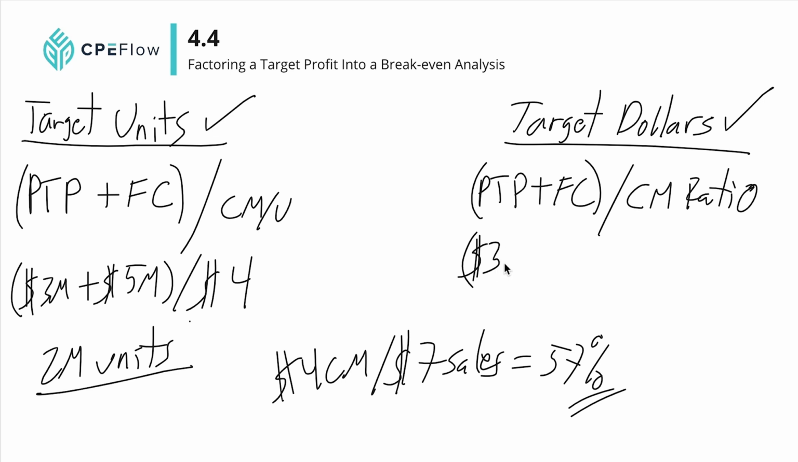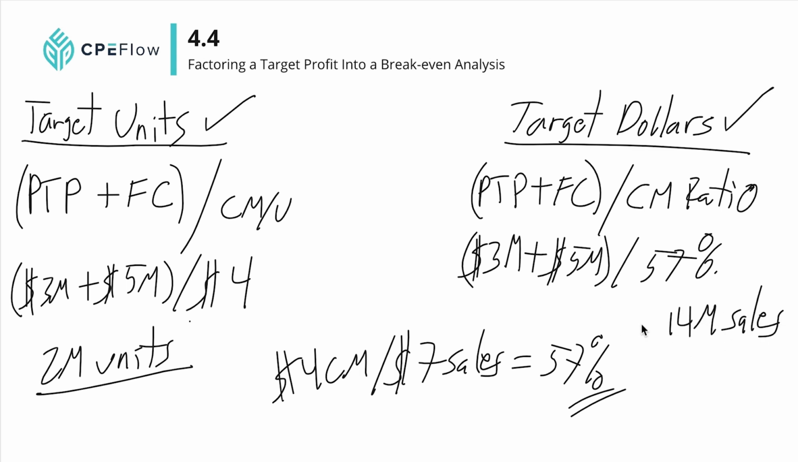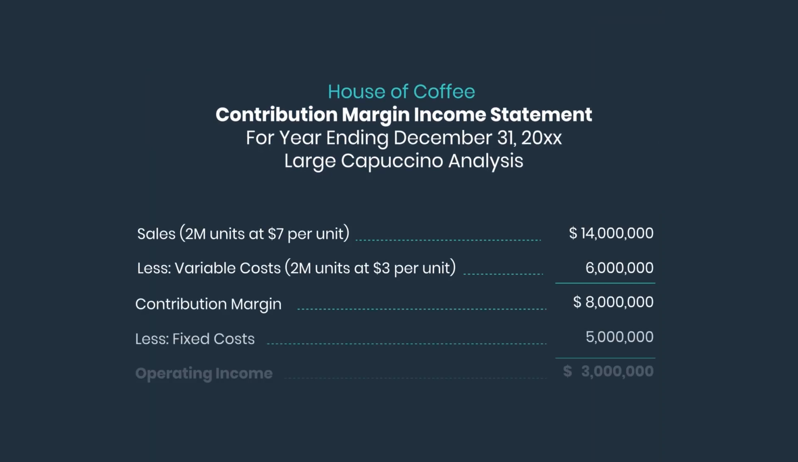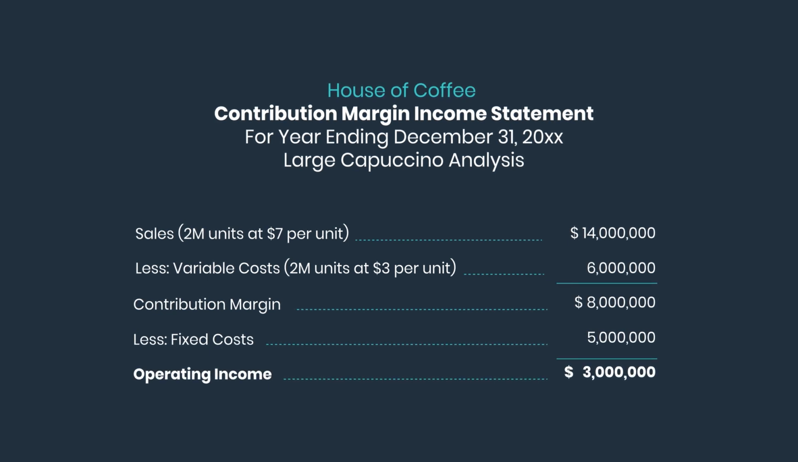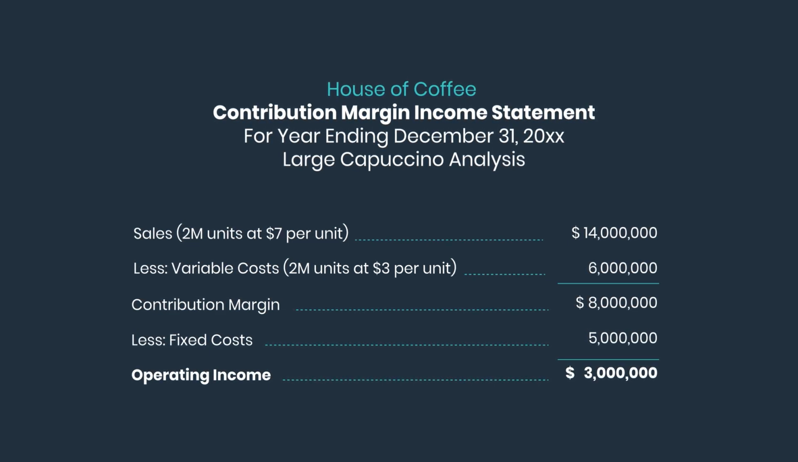Pre-tax target profit plus fixed costs divided by contribution margin ratio equals target sales revenue. So that's $3 million plus $5 million divided by 57%. That equals $14 million in sales revenue that must be made to realize a pre-tax profit, or operating income, of $3 million. Again, we can confirm this by looking at the contribution margin income statement for the large cappuccino at the 2 million unit sales level.